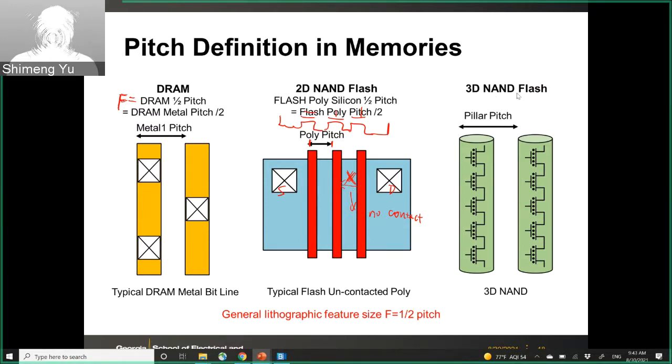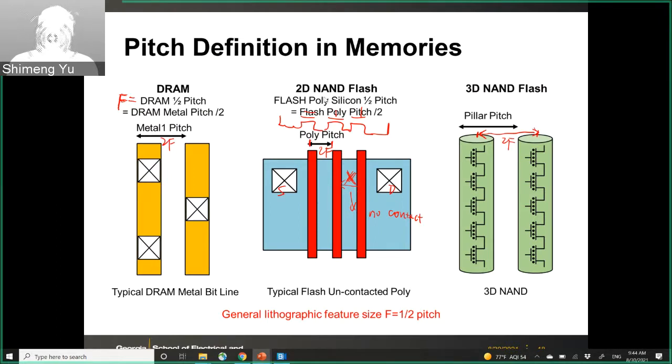And then if you think about the 3D NAND flash, then there's the pillar pitch, because now you have two pillars. You basically tilt the NAND string from horizontal to vertical. If you do that, you have a cylinder or pillar. Then the distance between the centers of the pillars is the pillar pitch. So this is about 2F, and the half pitch is defined as F.